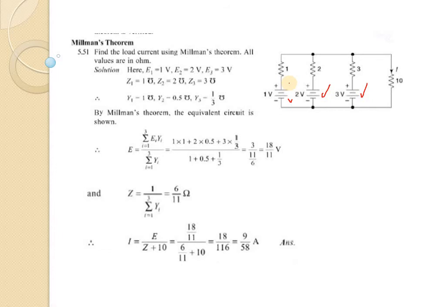Now we will change those resistance values into admittance. That means we have to take 1 by 1, 1 by 2 and 1 by 3. Definitely, if we want to convert those into admittance, it will be the reciprocal of resistance. So we get the values Y1 equals 1 mho, Y2 equals 0.5 mho, and Y3 equals 1 by 3 mho. And the other values will all be in ohms.